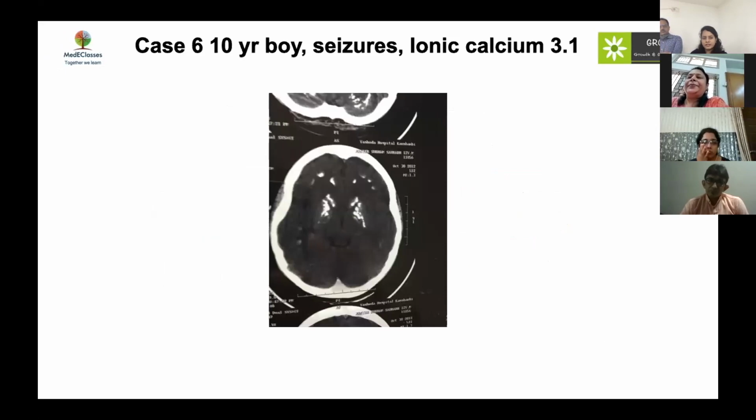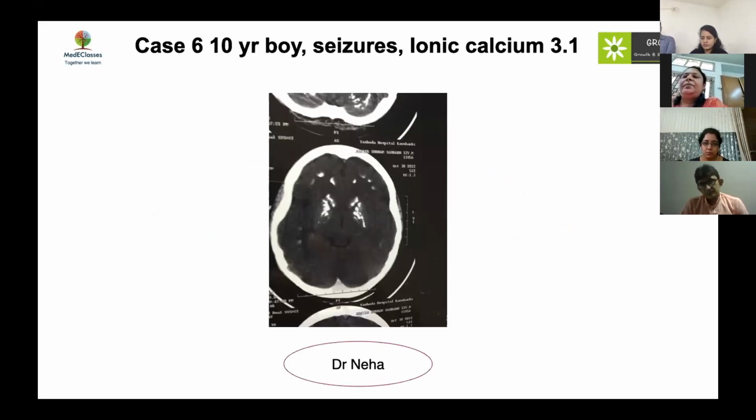So this is a 10-year-old boy who presented with seizure and ionic calcium of 3.1. As part of the workup of seizure, a CT scan was advised, which showed intracranial calcification. So Dr. Neha, what other thing do you suspect on the physical examination, and what is the further plan of assessment for this boy?